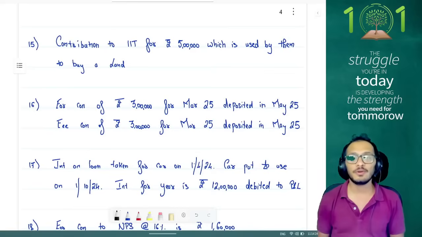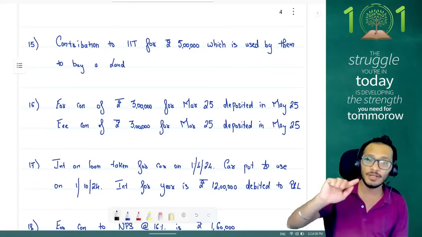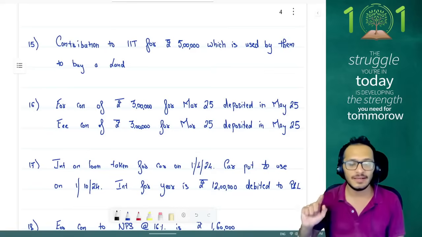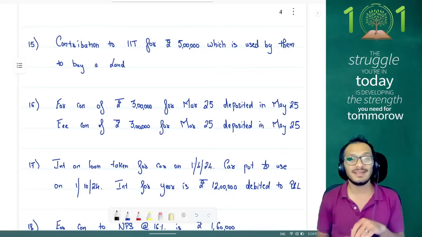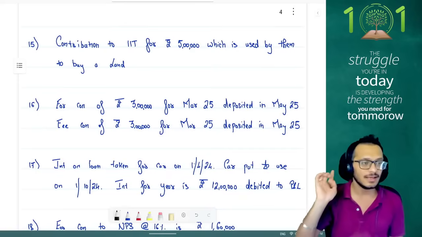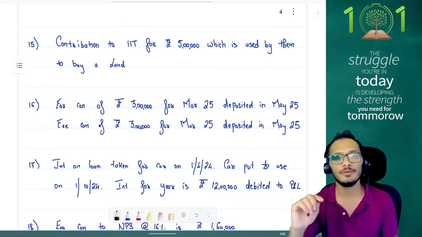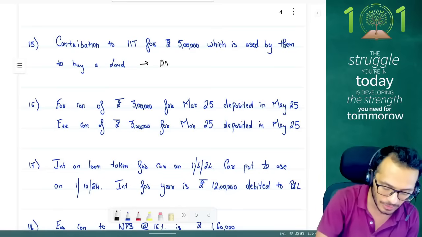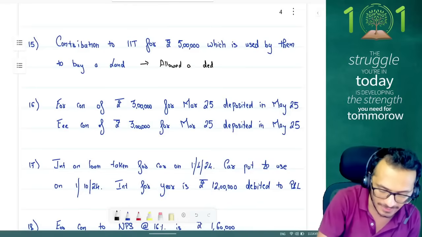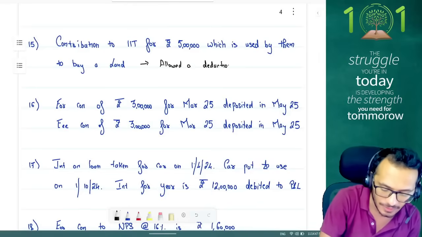Here is a case where I'm not doing in-house expenditure. I'm actually contributing to a third party. When I'm contributing to a third party, I am fully eligible for deduction. It does not matter what that person does. That person may buy it as a land or he may use it for other purposes. It does not matter. I am allowed a deduction because from my side I gave a donation. It does not really matter.